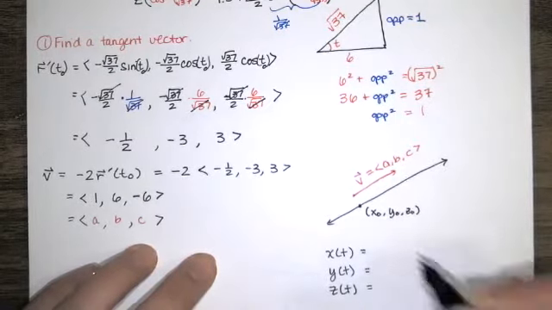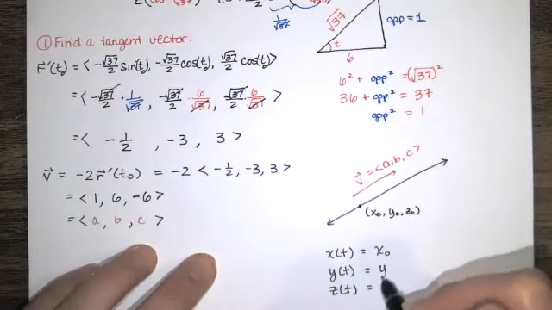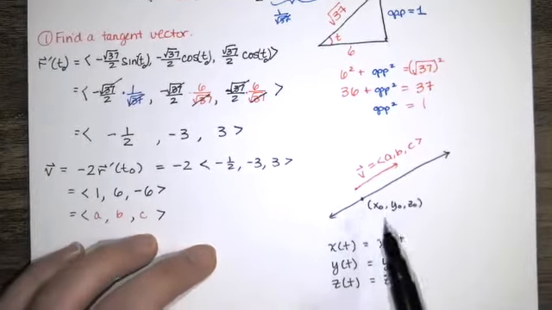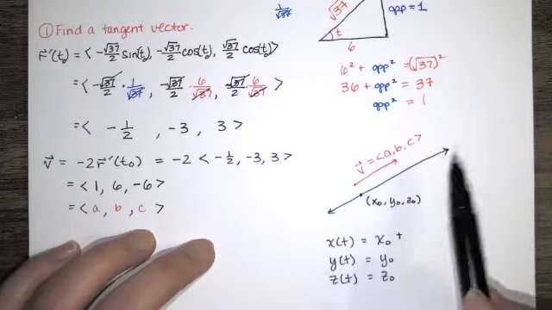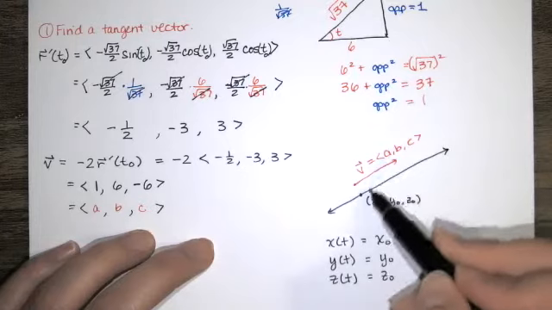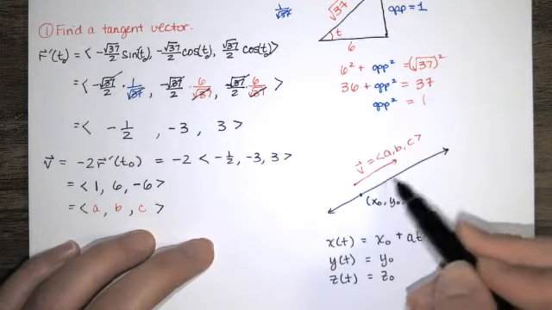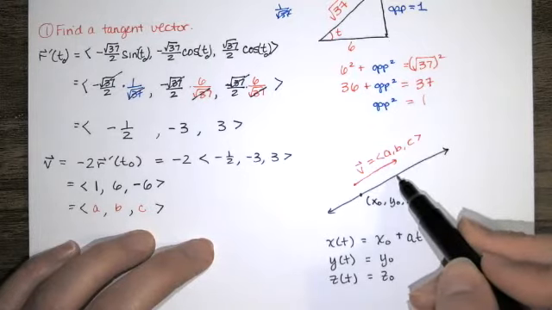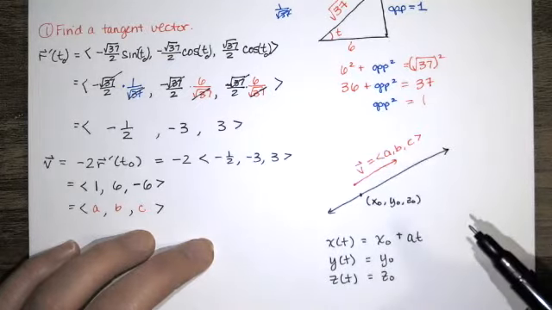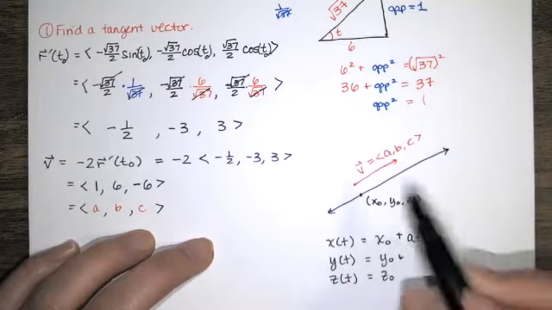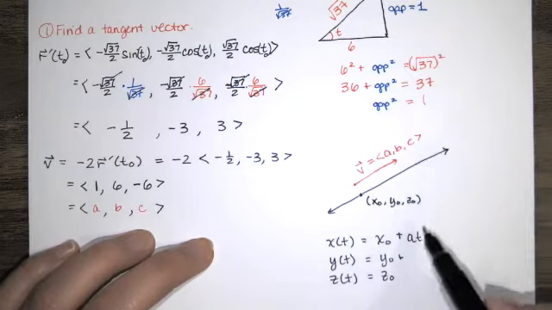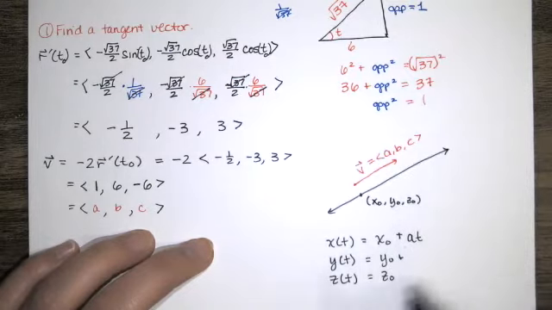You start at x0, y0, and z0. And then to get to the next x value, you add a times t, because this says go a units in the x direction to end up at your next location. So if t is equal to 1, we just go from x naught to x naught plus a. If t is equal to 2, we'll go to x naught plus a, so we'd end up with x naught plus 2a.